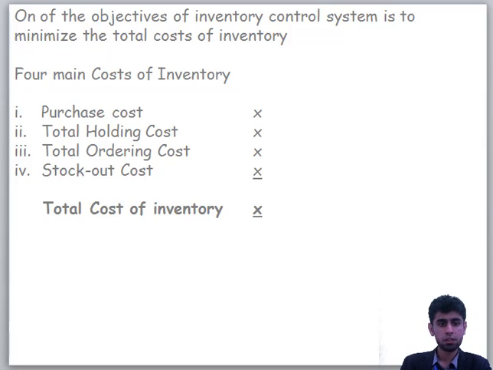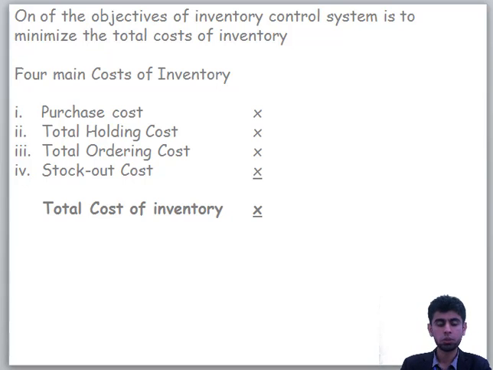Now, the objective of an inventory control system is to minimize total cost of inventory, instead of focusing on individual costs like purchase cost, total holding cost, or total ordering cost. The objective is not to minimize the individual cost. The objective is to minimize the total cost of inventory. That's what we're going to learn today.